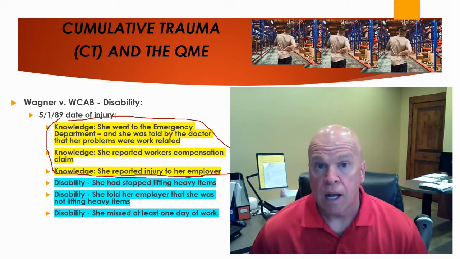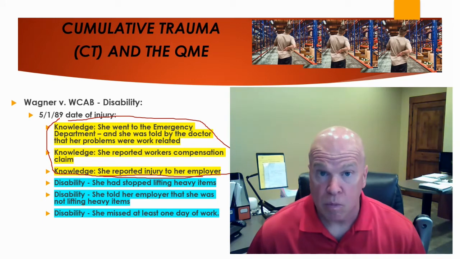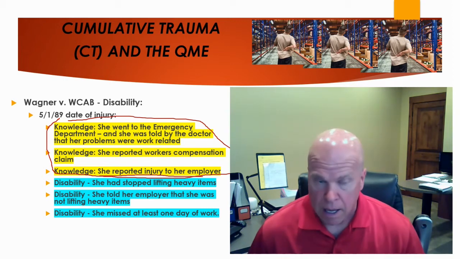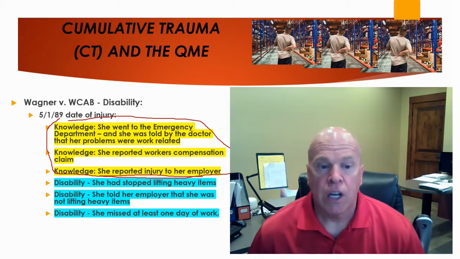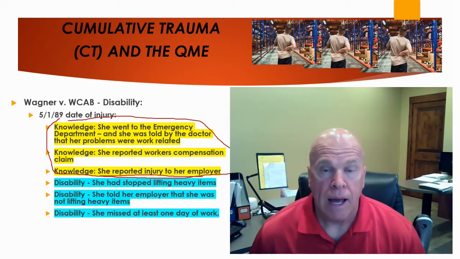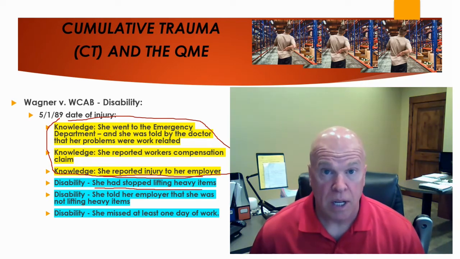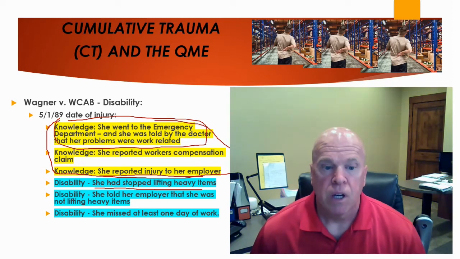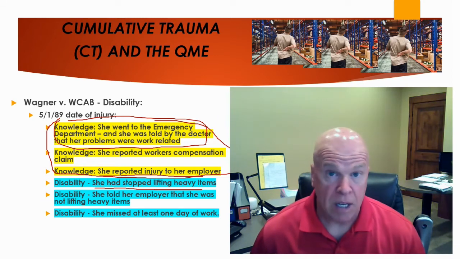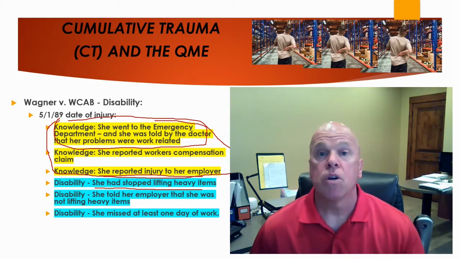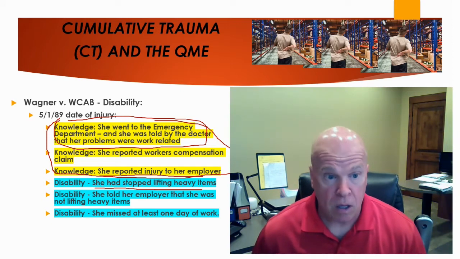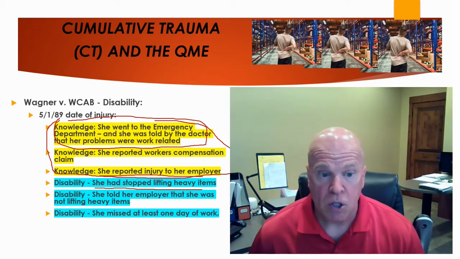Then the insurer went on to create a case that Ms. Wagner suffered disability also as early as May 1989. In support of that claim, insurer A pointed to the fact that according to Ms. Wagner's testimony, she had stopped lifting heavy items as early as May 1989 after she first went to the emergency department. She told her employer that she was not lifting heavy items. In other words, she had self-imposed work restrictions that insurer A pointed to when establishing the disability as early as 5/1/89.